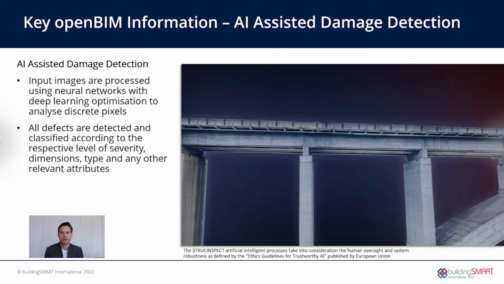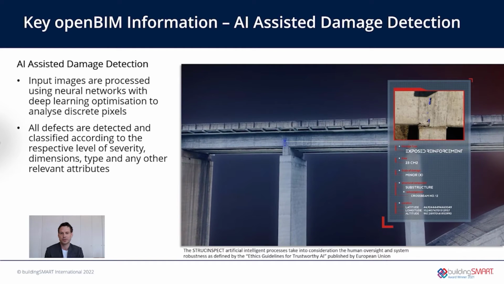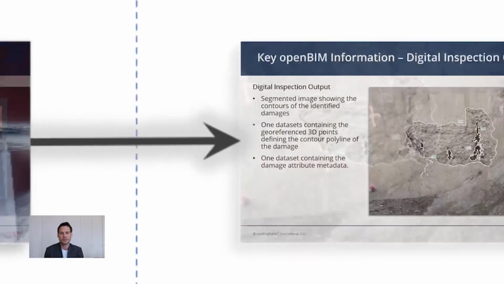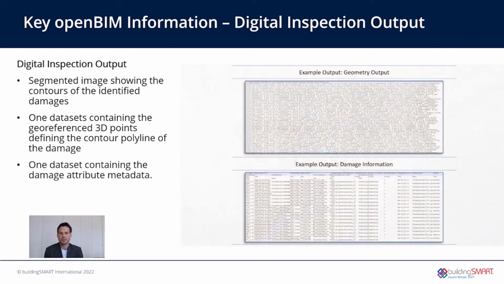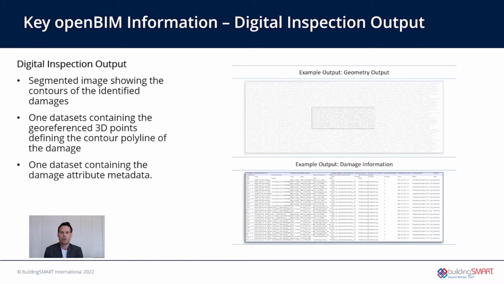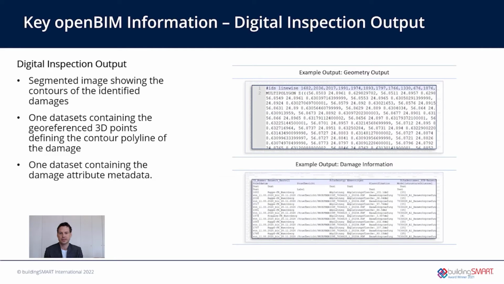The process is trained to differentiate between many different damage types, the most common of which are cracks, spallings, and exposed reinforcement. One of the outputs of this process are segmented images showing the contours of the identified damages. In addition, all damage data such as type, size, classification, and severity are recorded. So 2 data sets are produced from the AI-assisted digital inspection. One contains numerous geo-referenced 3D points defining the contour polyline of the damage. And the other data set contains the damage attribute metadata. And this is all we need in order to produce our BIM damage models.